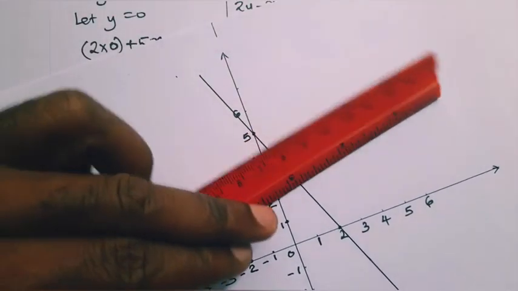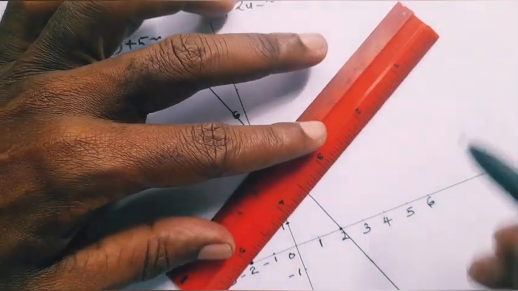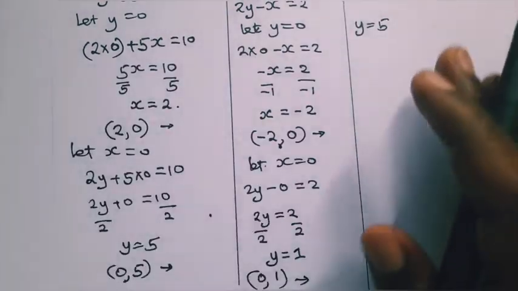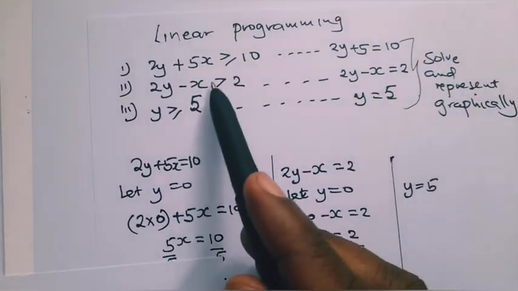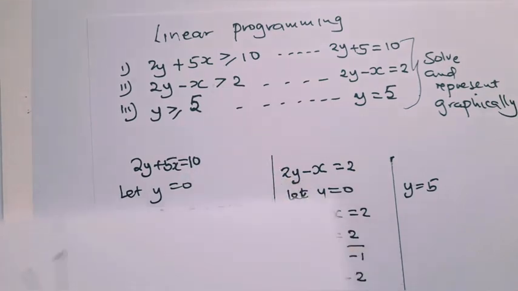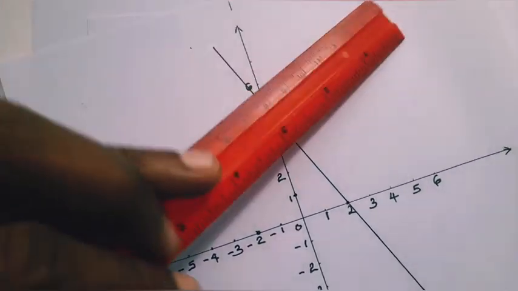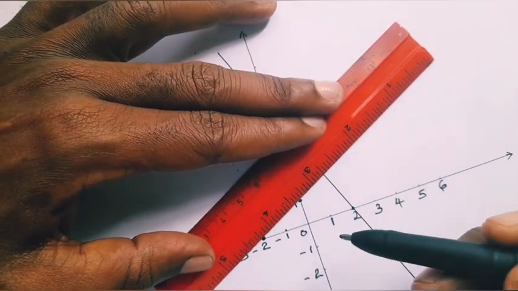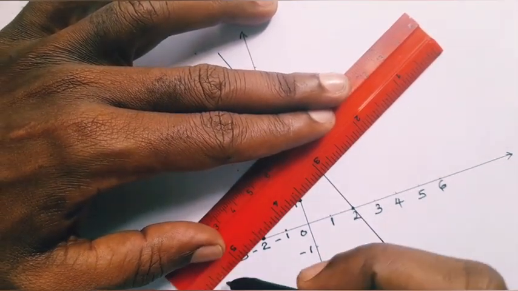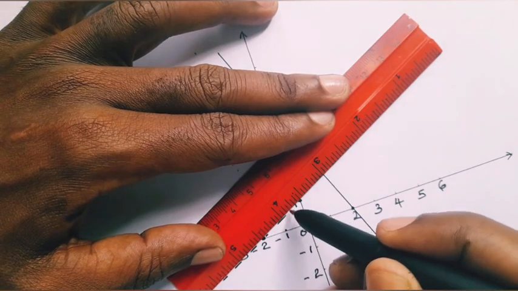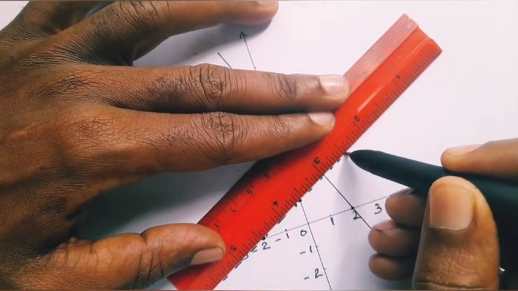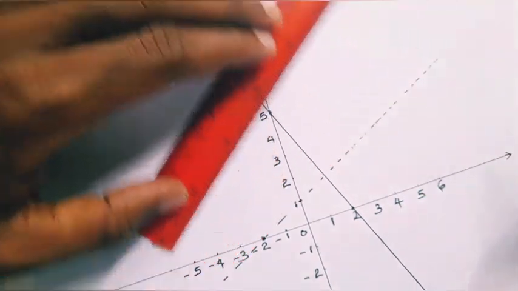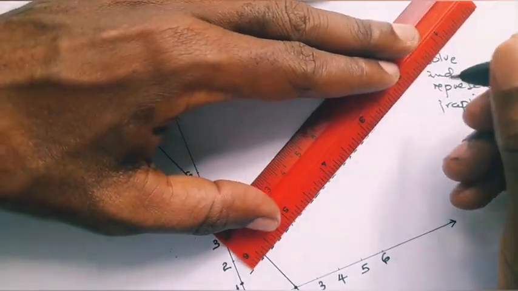We shall draw that straight line to go up. And remember, on our inequality, it is single. That's greater than. So we are going to use a dotted line. We don't use a continuous line, but instead we use a dotted one. So that dotted line goes all along.